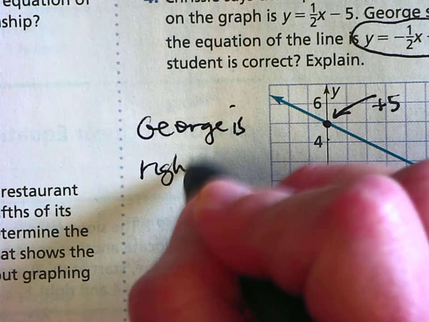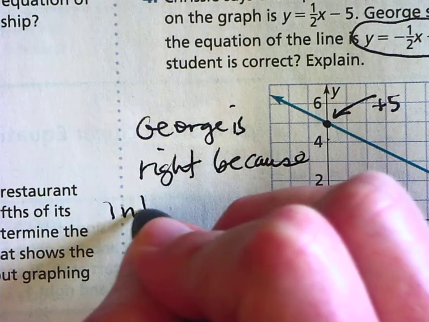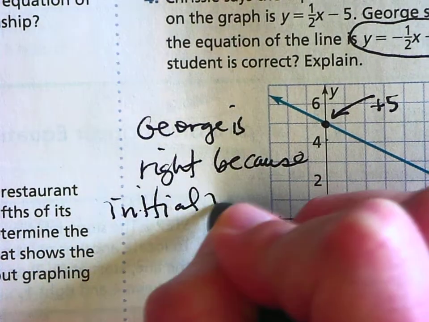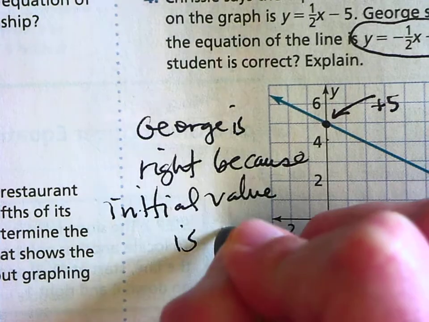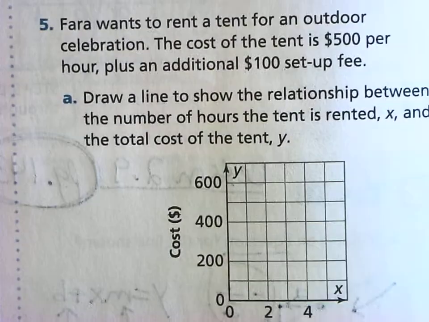George is right because the initial value is +5, not -5. Okay, so let's take a look at another one.